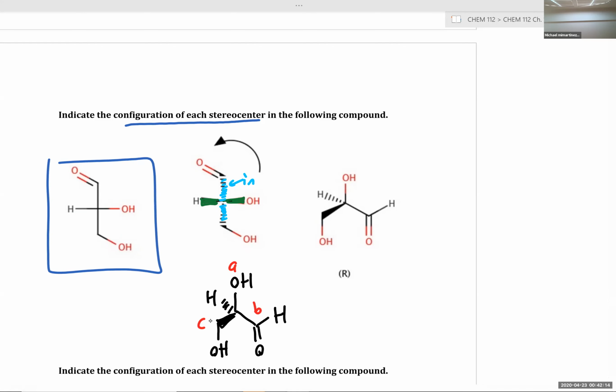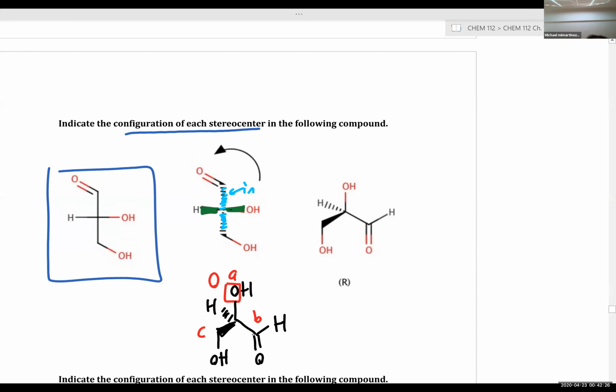A, B, or C? This is the same process that we used for assigning R and S configurations. So let's compare. On A, directly attached, we have an oxygen. For B, we have a carbon. And for C, we have a carbon. So what wins out? Oxygen or carbon? Oxygen, right? So we're going to put A as number 1.